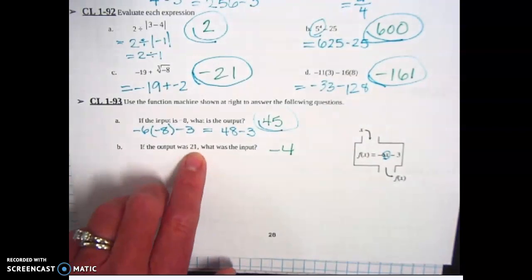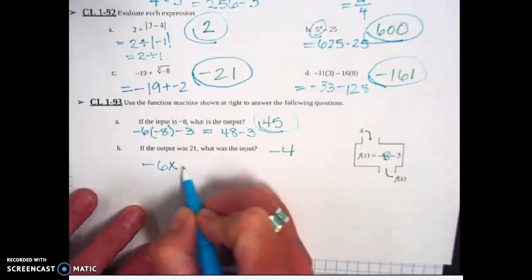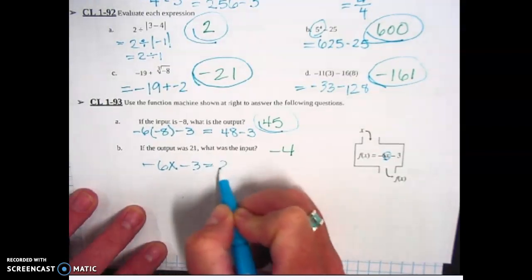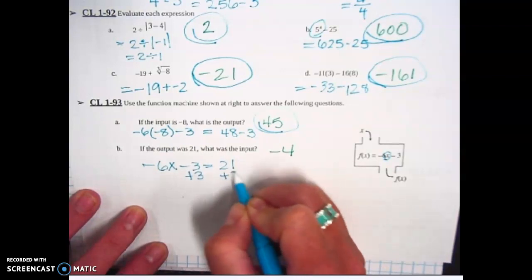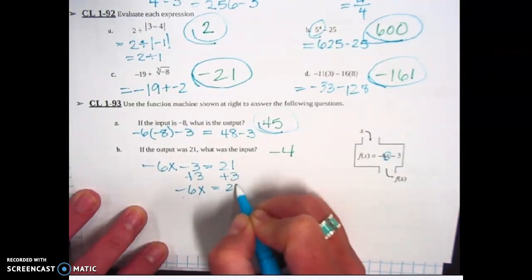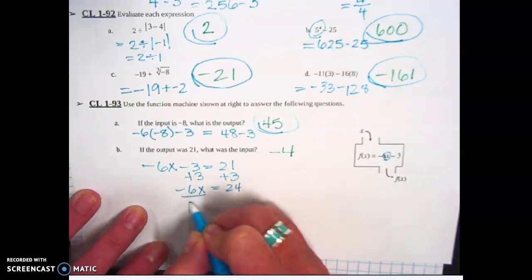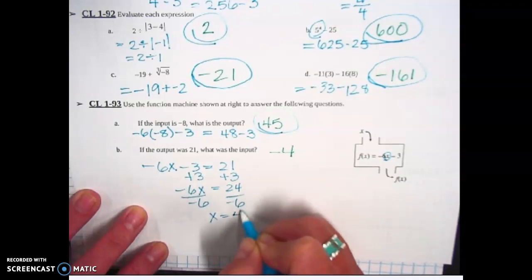And if the output is 21, what was the input? So if negative 6x minus 3 equals 21, we add 3 to both sides. We get negative 6x equals 24. Divide both sides by negative 6. And that goes in there negative 4 times.